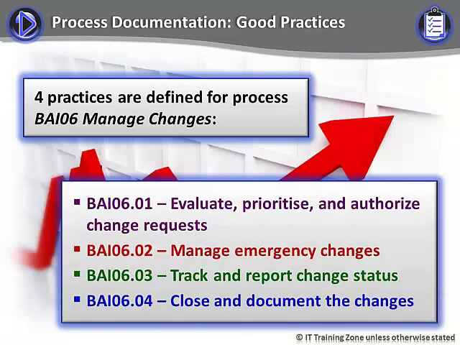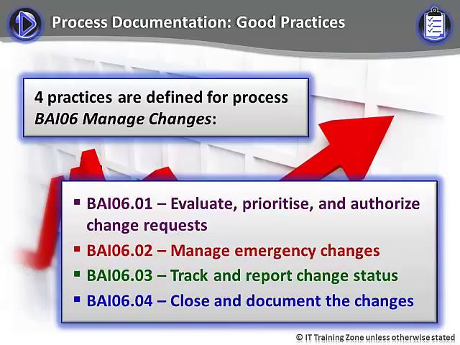COBIT defines several practices for each process. 4 practices are defined for process BAI-06 Manage Changes. They are BAI-06.01 Evaluate, prioritize, and authorize change requests. BAI-06.02 Manage emergency changes. BAI-06.03 Track and report change status. And BAI-06.04 Close and document the changes.